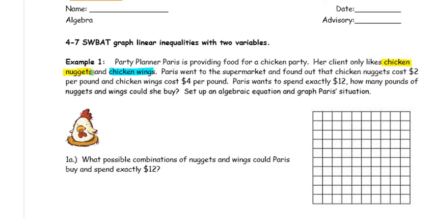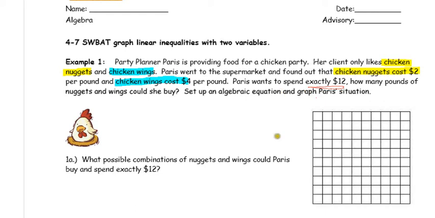She went to the supermarket and she found that chicken nuggets cost $2 a pound, and chicken wings are going to cost her $4 a pound. Now she wants to spend exactly $12. If that's the case, how many pounds of chicken nuggets and wings could she buy? So she wants to spend exactly $12. How many pounds of chicken nuggets and wings could she buy?